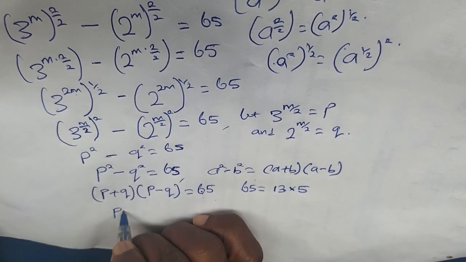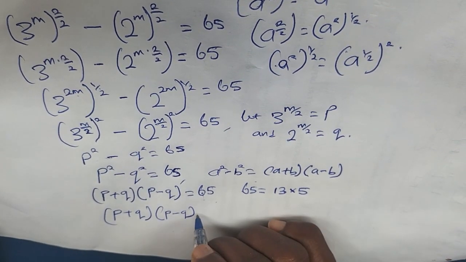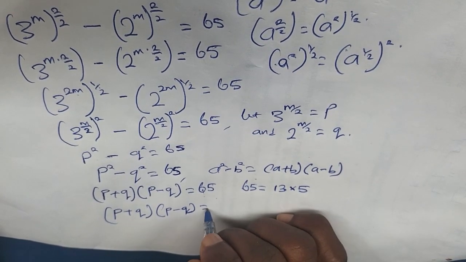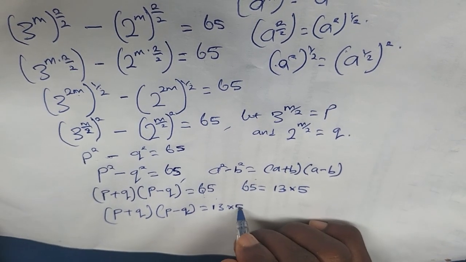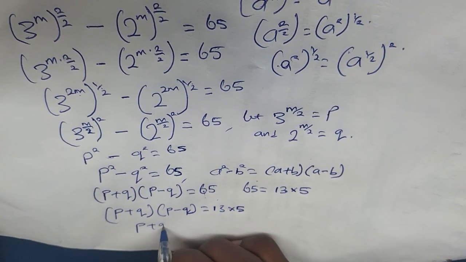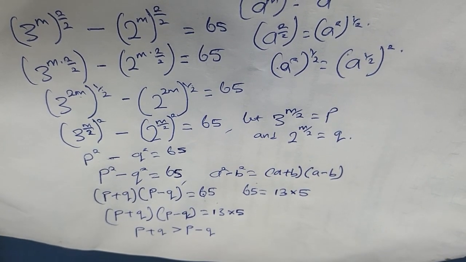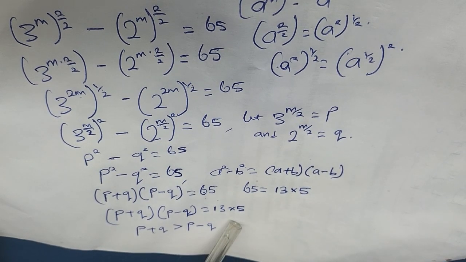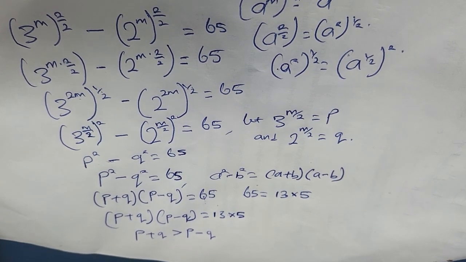So we can say (p plus q)(p minus q), where we have q here. So q is equal to 13 times 5. Recall your p plus q is greater than p minus q. In other words, p plus q is going to take 13, p minus q is going to take 5, so that we can solve this simultaneously. So let's move on to solve.